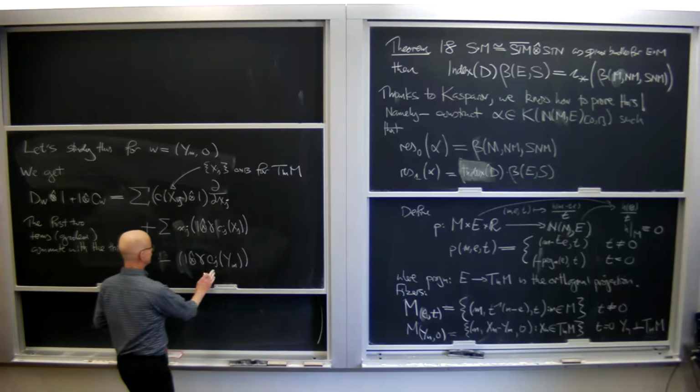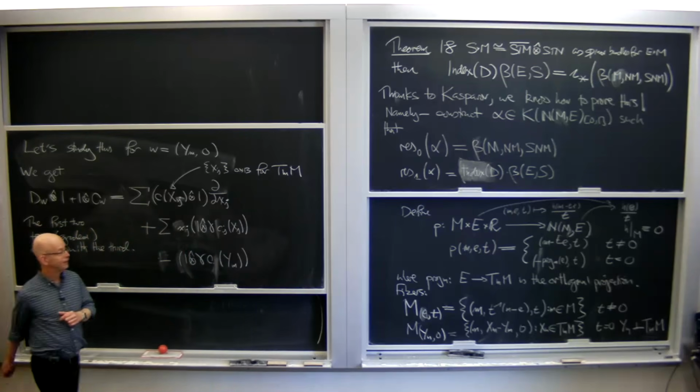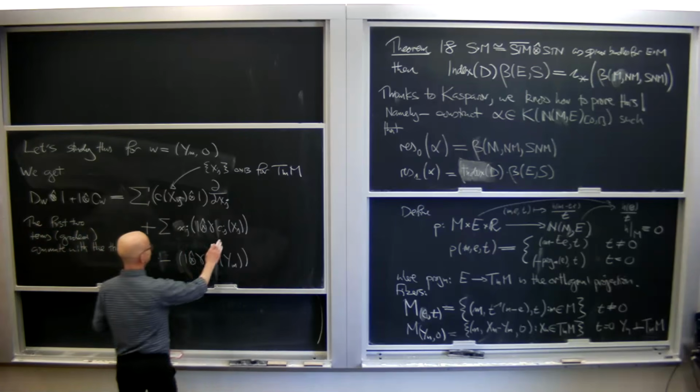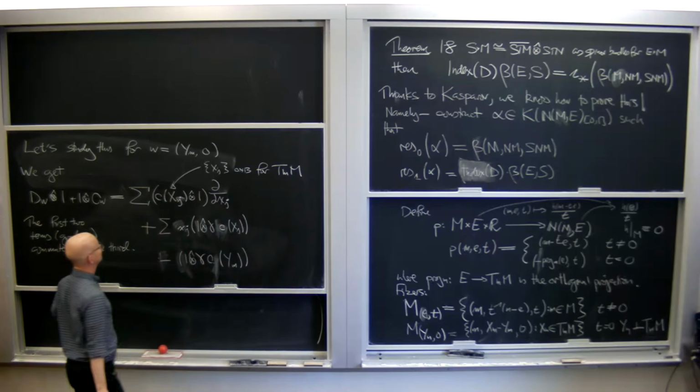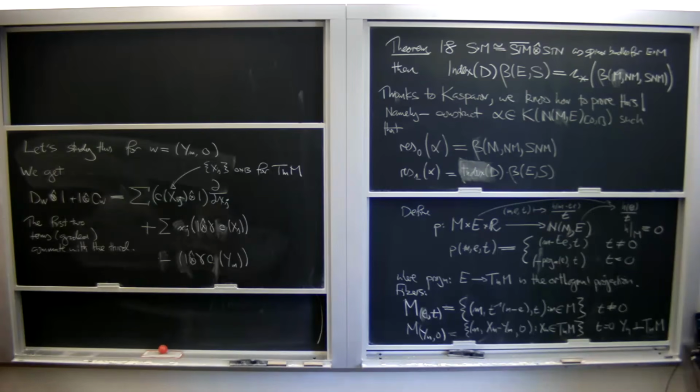CJ is a typo. C. Yeah. Sorry. My apologies. Got a little too excited.